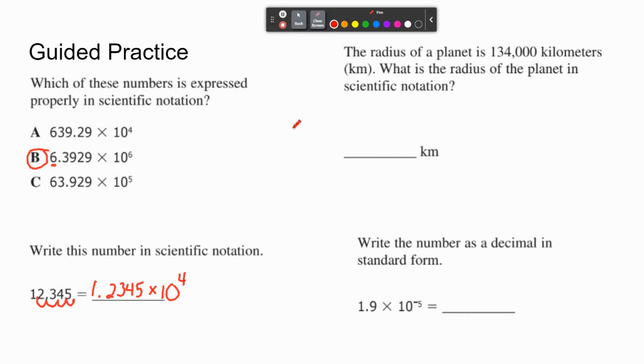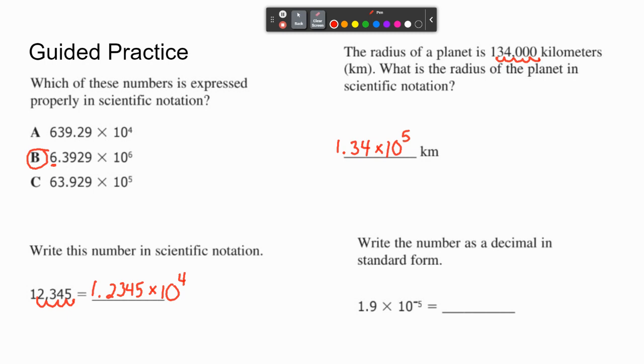The next example says the radius of a planet is 134,000 kilometers. What is the radius of the planet in scientific notation? So I'm going to take my imaginary decimal point and I'm going to move it 1, 2, 3, 4, 5 places. I'm going to write 1.34. Now this time I can leave off all those zeros. That's kind of the whole point, right? I'm always going to write times 10, and in this case I had to move my decimal 5 places, so it would be 10 to the 5th.